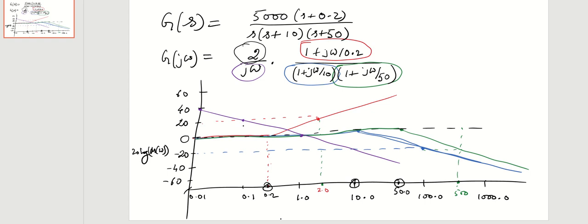So now what happens? Just take a quick look at this. If we now want to take an amalgamation, let me use some different color. What other color should I use? Let me use this particular color for the combined plots. Up until this point, that is the corner frequency, we must follow the integrator.